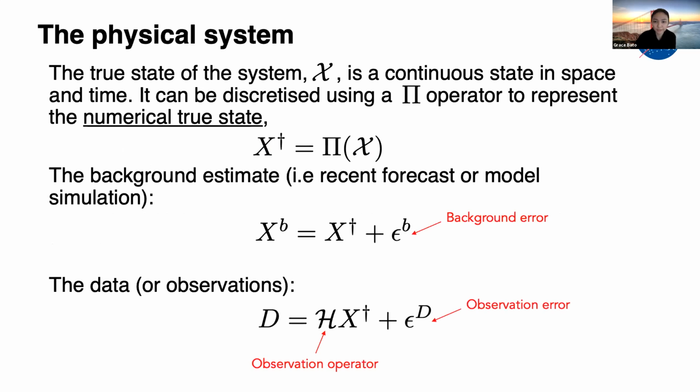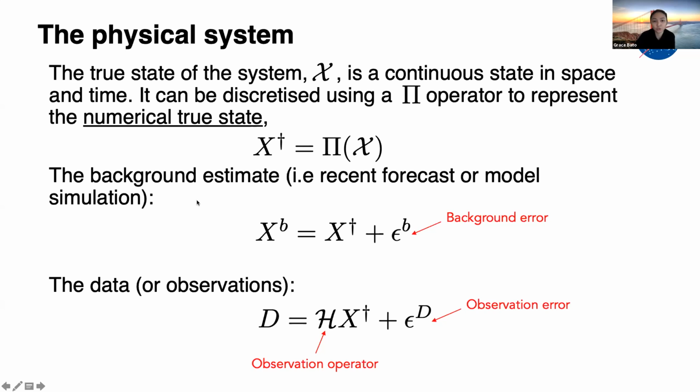So I will start by describing the physical system. The true state of the system can be mathematically represented as X. It's a continuous state in space and in time, and it can be discretized using this operator to represent the numerical true state X dagger here. For the rest of the talk, when I mention the truth or the true state of the system, I'm particularly just referring to the numerical true state of the system.